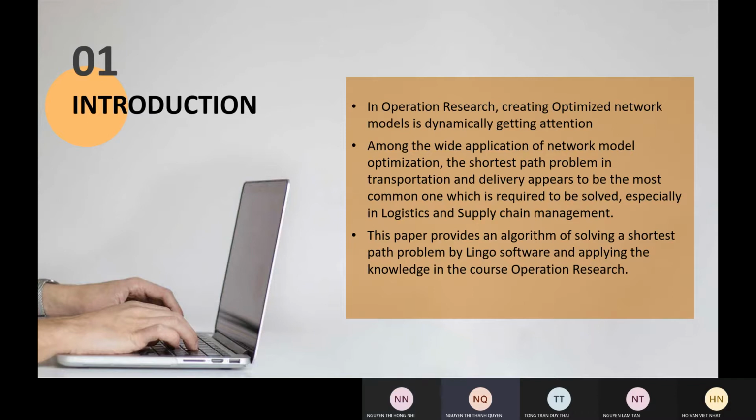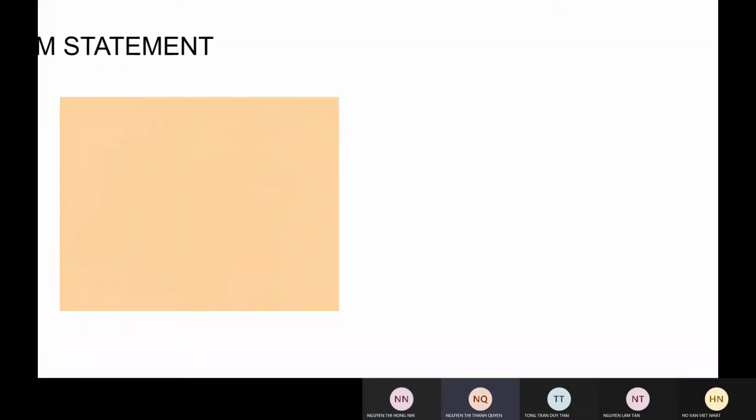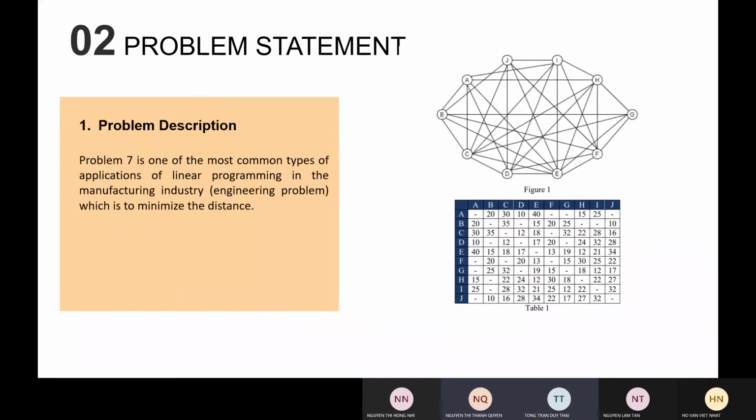Now let's move on to the second main part, the problem statement. Linear programming has a variety of applications in fields of study. It is widely used in mathematics and, to a lesser extent, in business and for some engineering problems. Industries that use linear programming models include transportation, energy, telecommunications, and manufacturing.